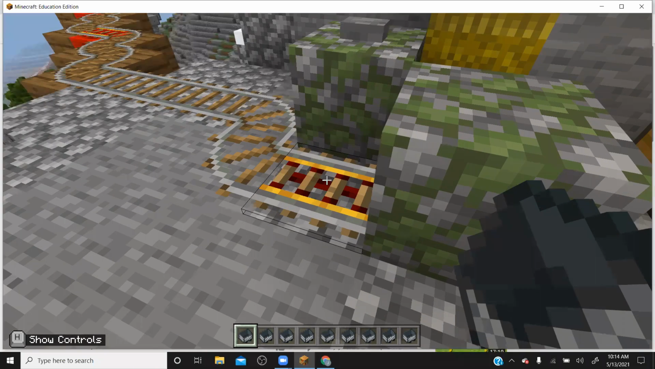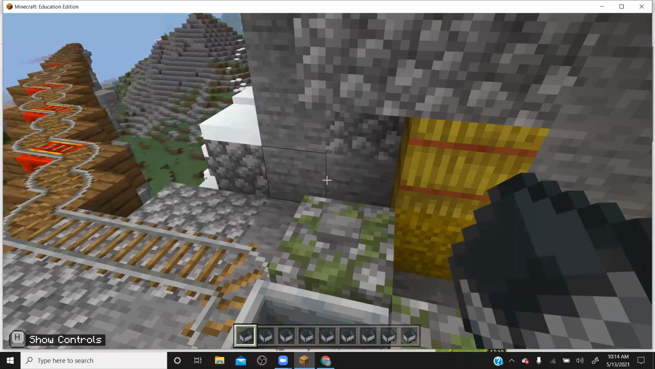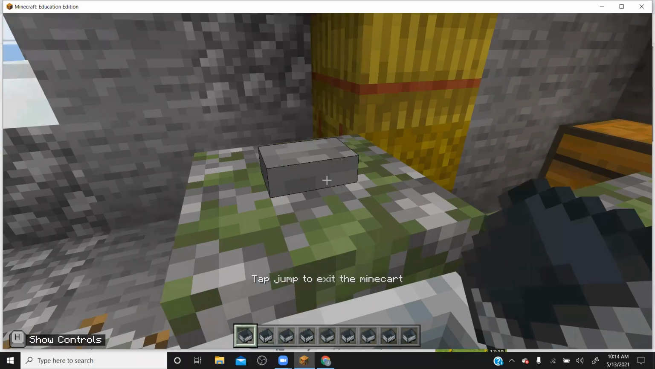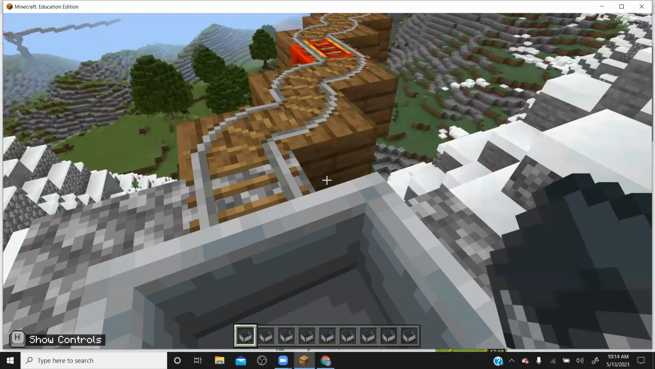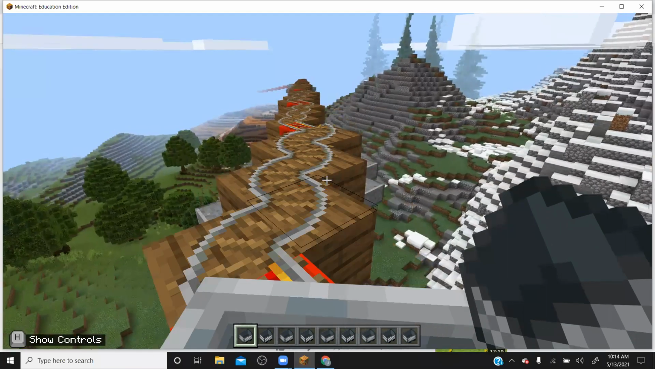All right. So I've got my mine carts in here. I'm going to place one on the cart. I'm going to right click to get into it. And then I'm going to press this button to start my journey. And that's going to start us on this really cool roller coaster ride.